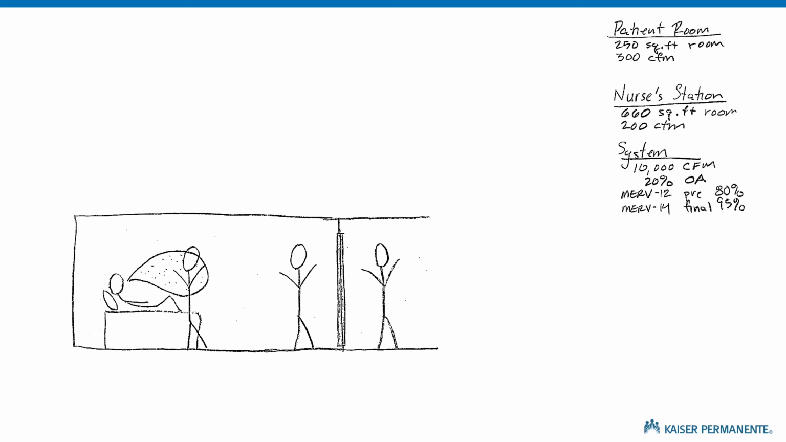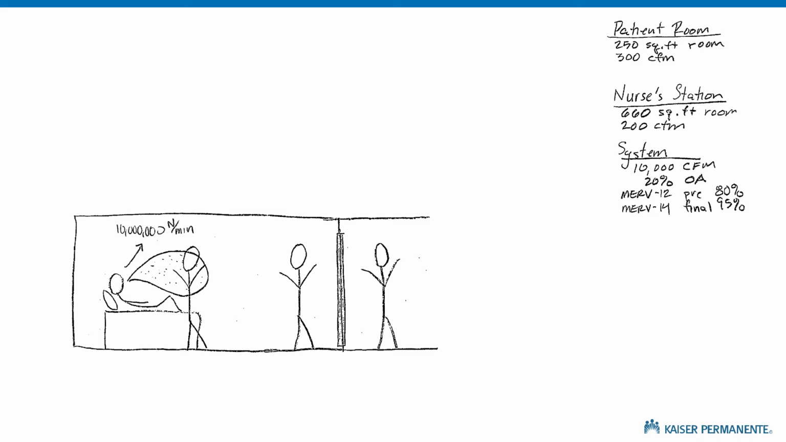So we're going to say that this is a 250 square foot patient room with a nurse's station next door to it. The patient room has 300 CFM, the nurse's station has 200 CFM. This system is a central system, so it's got 10,000 CFM of air and pre and final filters, which is just enough to say this is going to be way over a 10,000 dilution factor, and we're going to say the system is providing uncontaminated air.